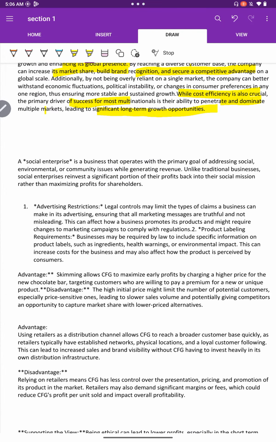Social enterprise is a business that operates with the primary goal of addressing social, environmental or community issues while generating revenue. You just need to write till here.